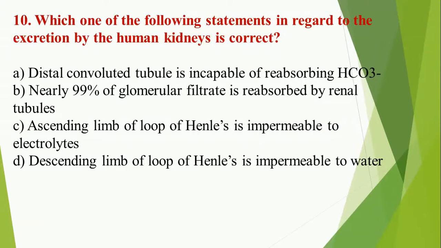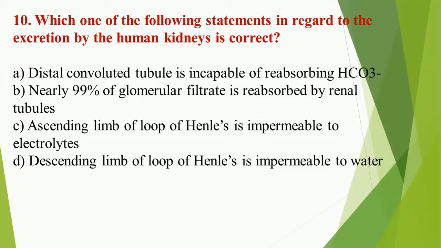Last question for today. Which one of the following statements in regard to the excretion by human kidney is right? So 4 statements again, and we need to choose the correct statement. A. Distal convoluted tubule is incapable of reabsorbing HCO3. No, this is the wrong statement because it is capable of reabsorbing bicarbonates. B. Nearly 99% of glomerular filtrate is reabsorbed by renal tubules. Yes, 99% of the glomerular filtrate is reabsorbed by renal tubules.